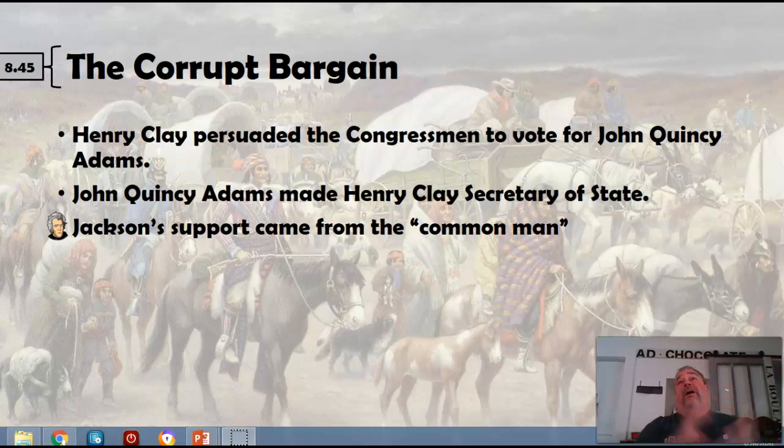But the big problem here is Andrew Jackson just had it stolen from him. Andrew Jackson's support comes from the common person, and the common person just realized the election was stolen from them. Andrew Jackson's supporters all pull off. They want to start their own party. We had the Democratic-Republican Party. Because of this, we start what's called the Democratic Party.